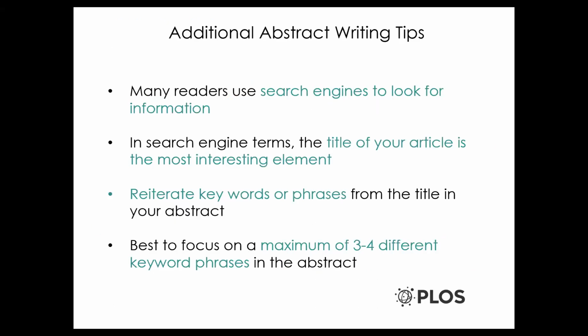Okay. So additional abstract writing tips. Many readers use search engines to look for information. So in search engine terms, the title of your article is an interesting element, and you need to reiterate keywords or phrases from the title in your abstract. And it's best to focus on a maximum of 3 to 4 keyword phrases in the abstract.